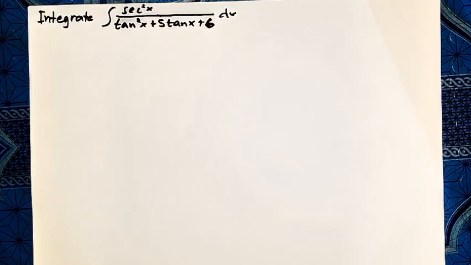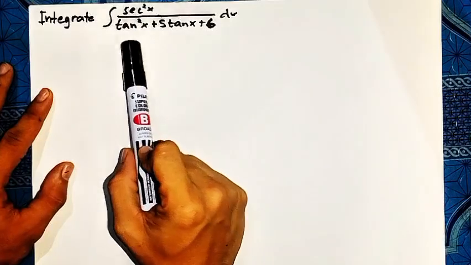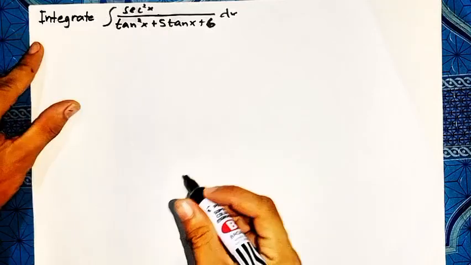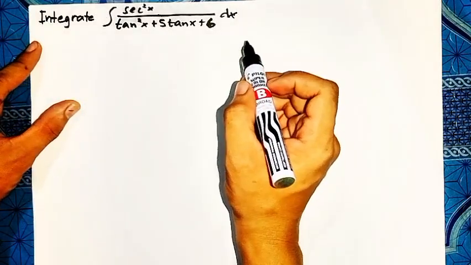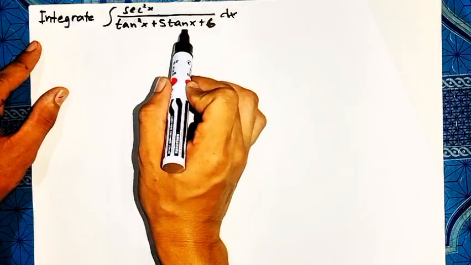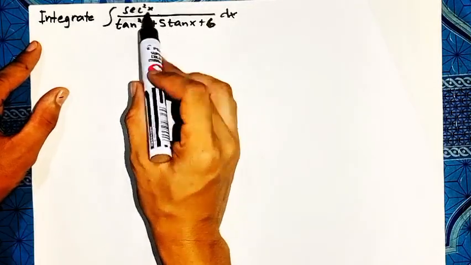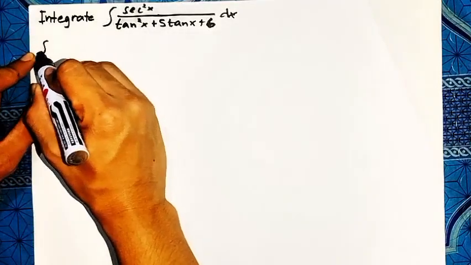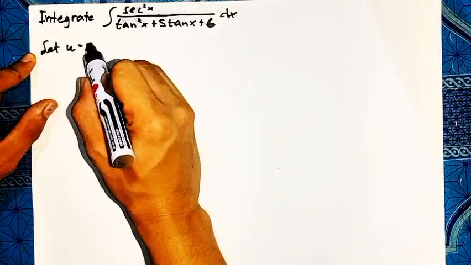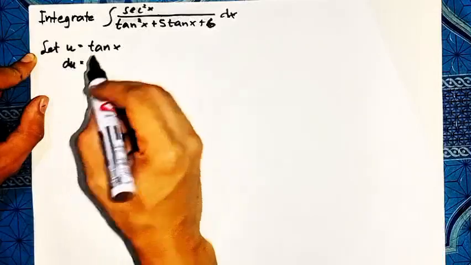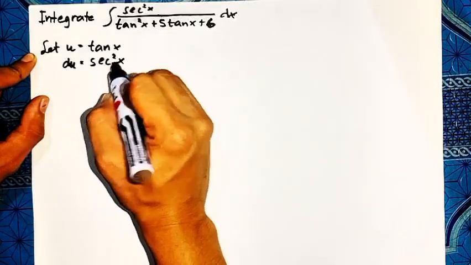Now, let's proceed to our fifth and last problem. We have here: integrate the integral of secant squared x over tan squared x plus 5 tan x plus 6 dx. Now, the first thing we must do is to observe our problem. As you can see, in our denominator we have tan squared x and tan x, right? And the derivative of tan x is secant squared x, which is our numerator. So to solve this problem, we can let u equal tangent x, and the derivative, du, is equal to secant squared x dx.